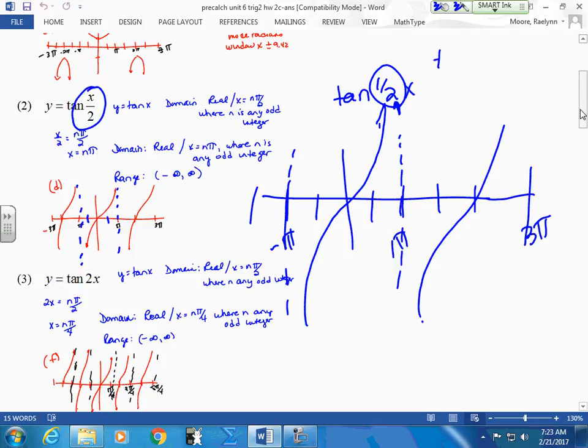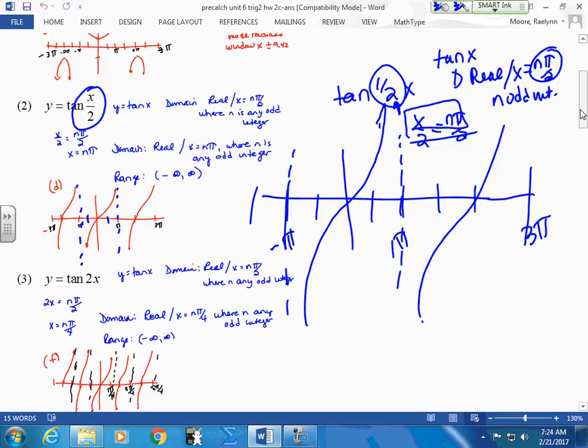And again, take this one. Take your tangent. Your tangent says the domain is all real except when x is equal to n pi over 2, where n is any odd integer. You've got to have this little qualifier in there. Take this and set it equal to x over 2. And again, the denominators are the same. There's your numerator. But you've got to keep this. So your domain says n pi, where n is any odd integer. Because now your period is not pi, it's 2 pi. So you've got to skip over 2 pi. That's all we did, was change your period.